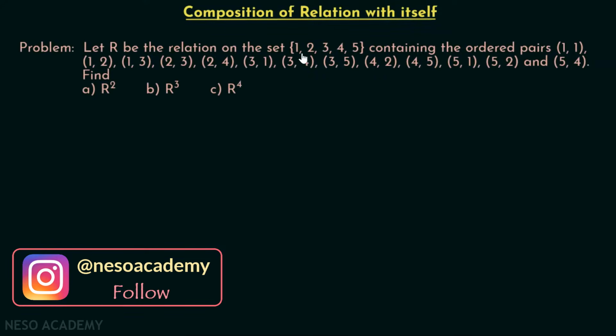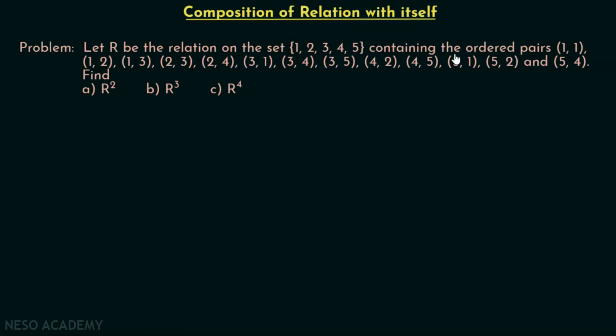So we have a set which consists of these elements containing the ordered pairs (1,1), (1,2), (1,3), (2,3), (2,4), (3,1), (3,4), (3,5), (4,2), (4,5), (5,1), (5,2) and (5,4). These are all the ordered pairs inside relation R. We have to find R square, R cube and R to the power 4, right?